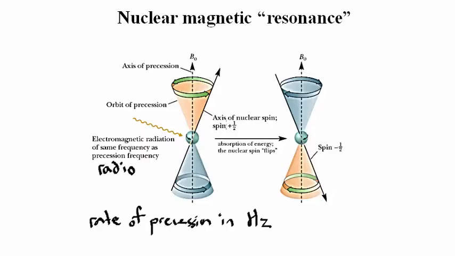Now if the precessing nucleus is irradiated with radio frequency electromagnetic radiation at exactly this precession frequency, then the two frequencies couple, the energy is absorbed, and the nuclear spin flips from a spin state of +1/2 to a spin state of -1/2, which is aligned against the applied field. So the spectrometer then detects this absorption of electromagnetic radiation and records it as a signal. And the process is quantized so that only electromagnetic radiation of precisely this correct frequency will cause the nuclear spin to flip.